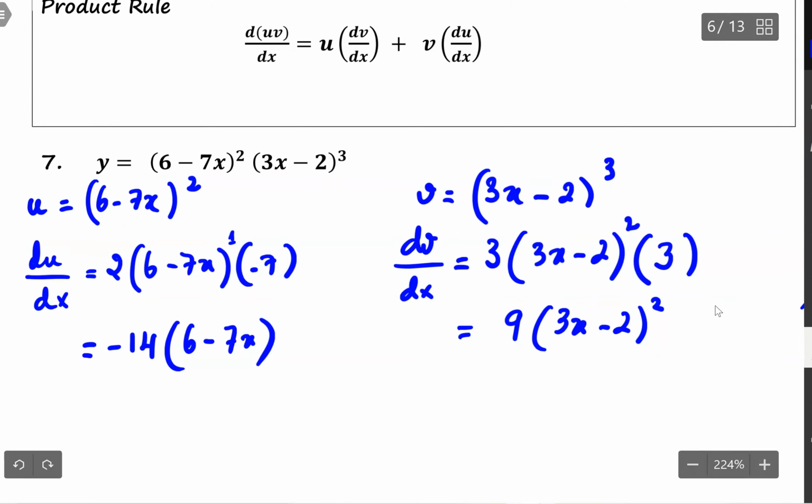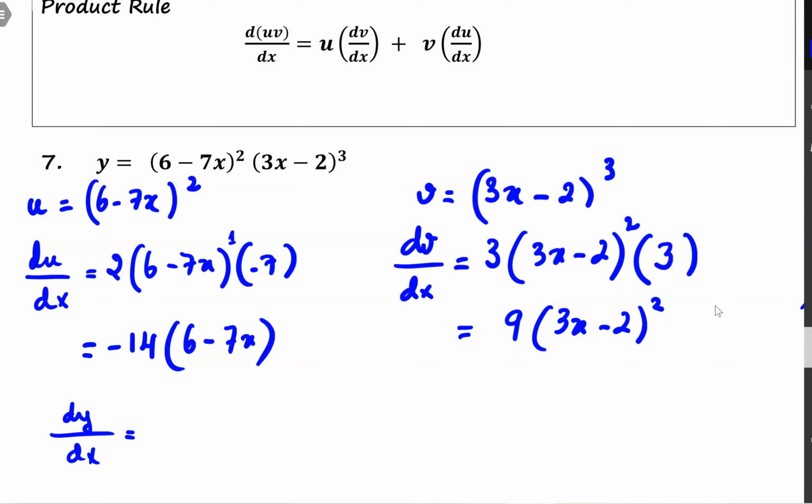The next step is writing dy over dx. I would like everyone to be a bit mindful of your notation and how you present your answer.